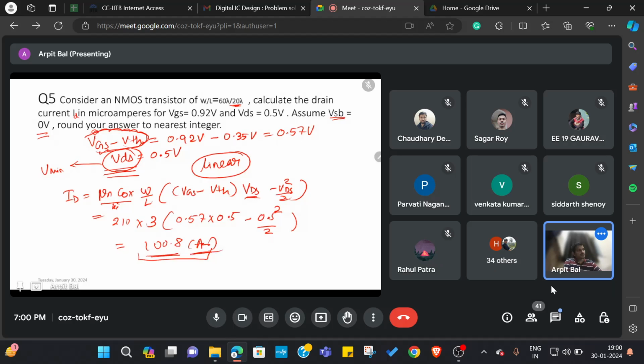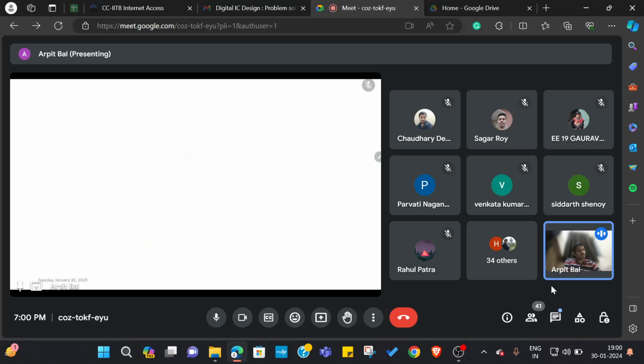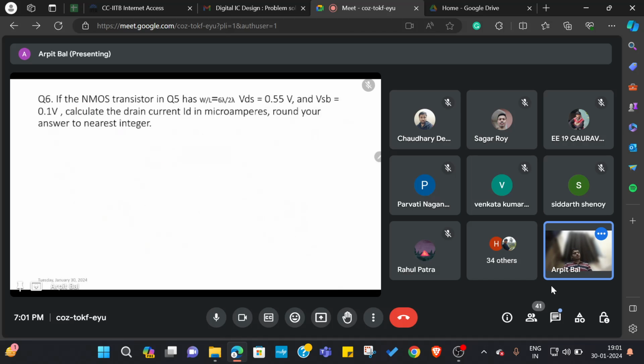Okay, so let's move on to the next question. In this case it is given to us that the NMOS transistor in question number 5 in the previous question has W by L equals to 6 lambda by 2 lambda, VDS is equal to 0.55 volt, and VSB is equal to 0.1 volt. Calculate the drain current ID in microamps, round your answer to nearest integer.